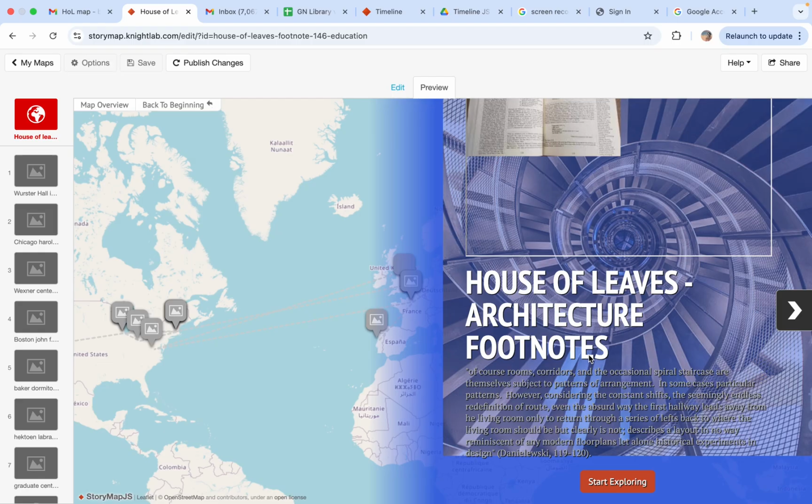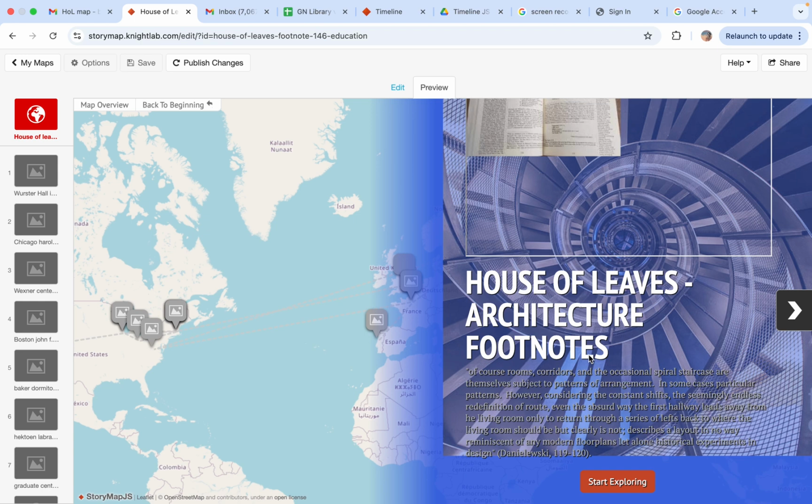Sorry, I didn't get to delve deep enough into Story Map JS to find a font color that might be easier to read. But it says, "Of course, rooms, corridors, and the occasional spiral staircase are themselves subject to patterns of arrangement, in some cases, particular patterns. However, considering the constant shifts, the seemingly endless redefinition of route, even the absurd way the first hallway leads away from the living room, only to return through a series of lefts back to where the living room should be, but clearly is not, describes the layout in no way reminiscent of any modern floor plans, let alone historical experiments in design."